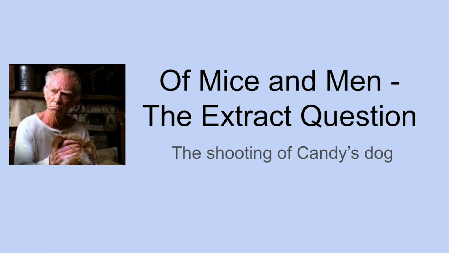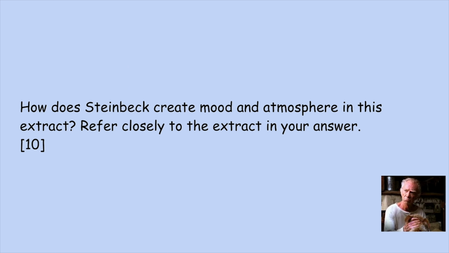Today we're going to have a look at Of Mice and Men, and we're looking at an extract question. We'll be focusing on the shooting of Candy's dog. So our question for today is, how does Steinbeck create mood and atmosphere in this extract? Refer closely to the extract in your answer.